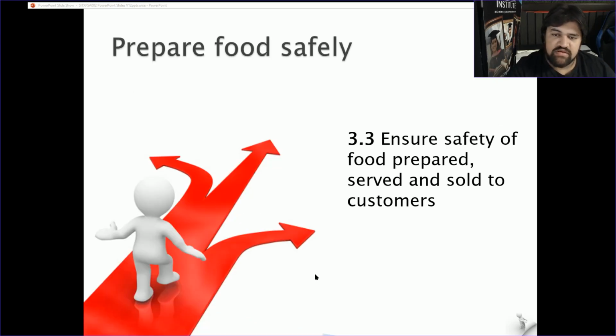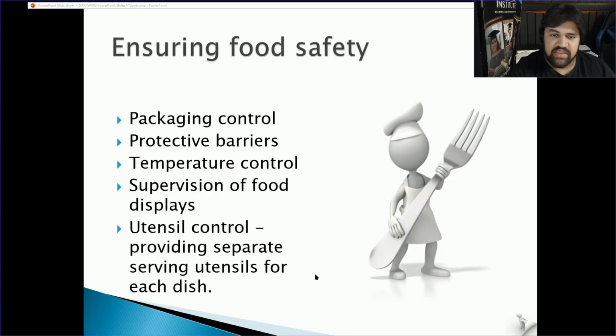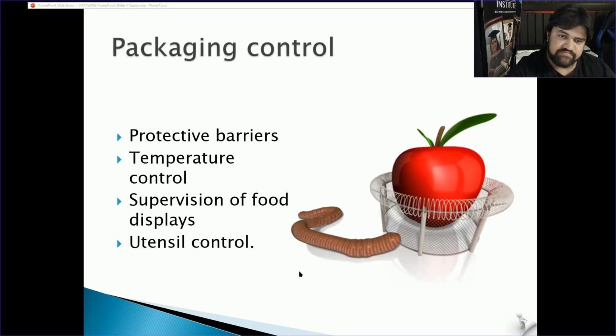3.3. Ensure safety of food prepared, served, and sold to customers. Ensure food safety: packaging control, protective barriers, temperature control, supervision of food displays, utensil control, providing separate serving utensils for each dish.